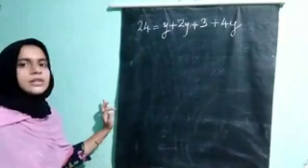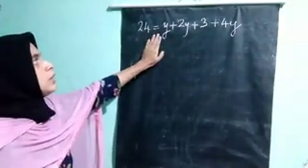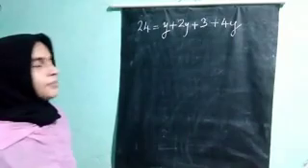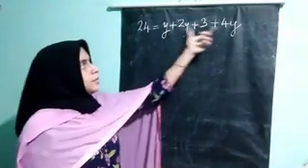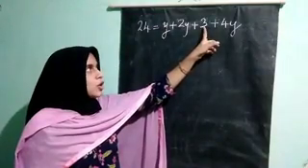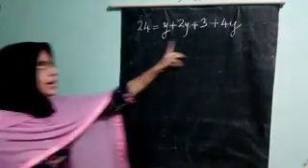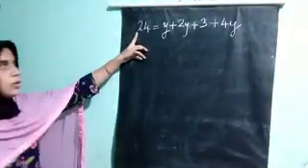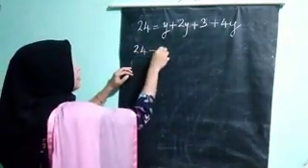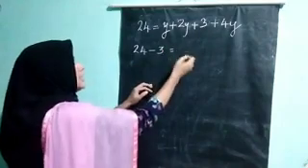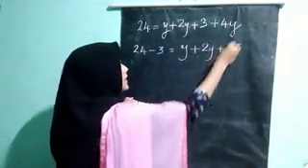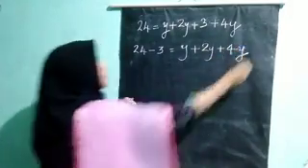Write down. Next question. 24 equal to y plus 2y plus 3 plus 4y. Okay. So variables are already in the one side, but there is a constant. This constant we can take to this side. Okay. So 24 minus 3, plus 3 will become minus 3. Y plus 2y plus 4y.